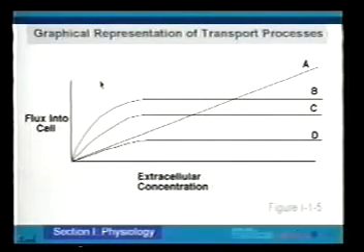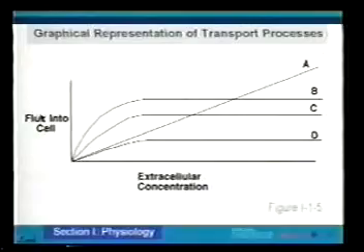Now, whenever you address a graph, the first thing you should do is to check the axes. The x-axis here is simply labeled extracellular concentration. If that is all they have on this axis, you assume at the origin you're starting at 0 concentration, and the concentration is increasing in this direction right here. Now, the y-axis simply says flux into the cell. You interpret flux into the cell as how fast.